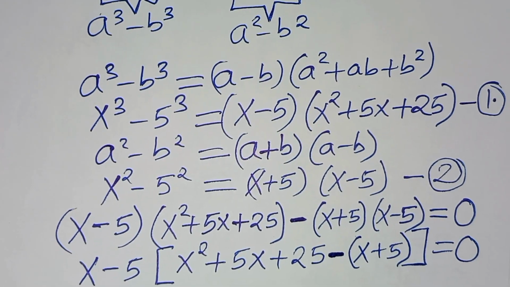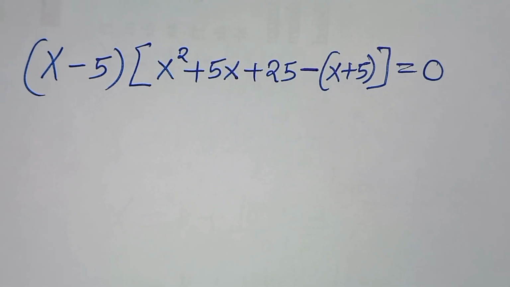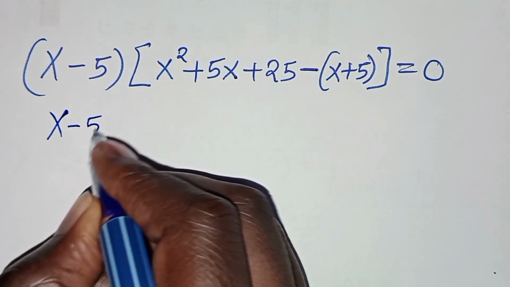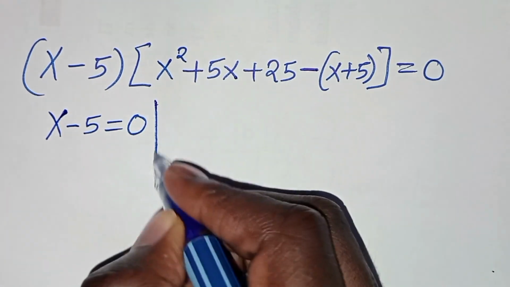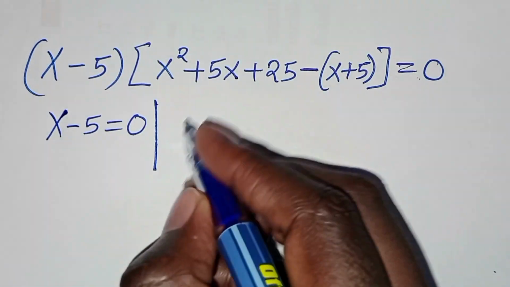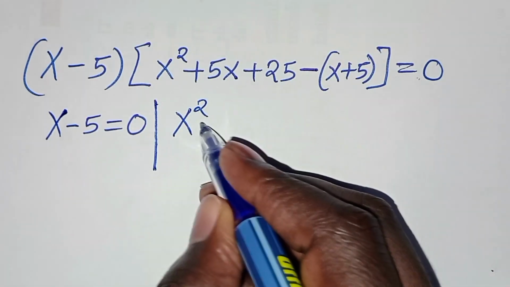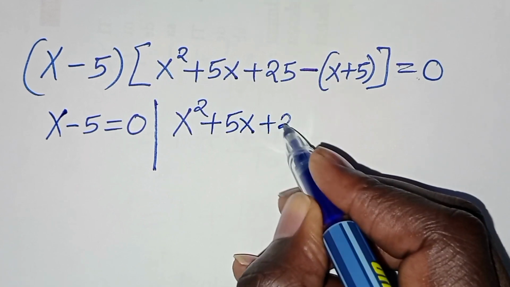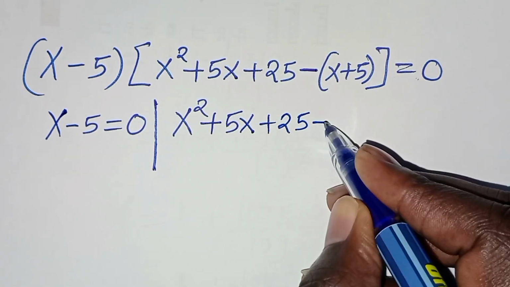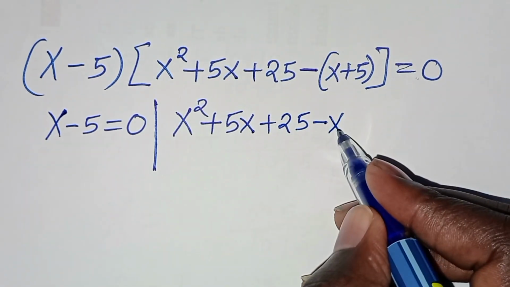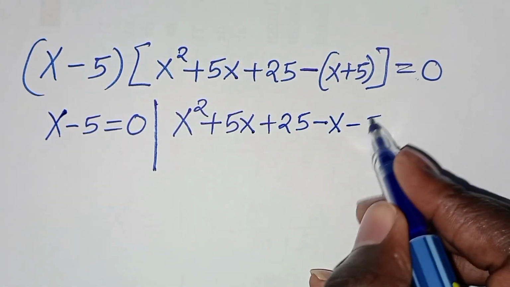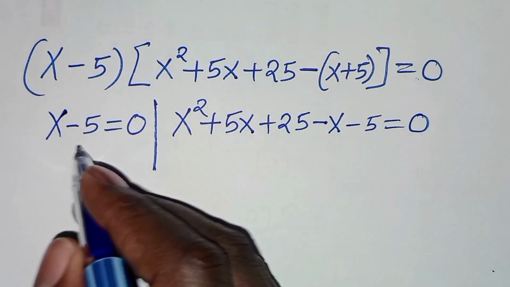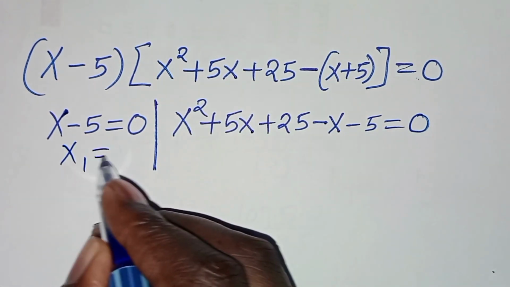Now let's proceed. Now here we have two parts here. The first part is x minus 5. This is equal to 0. And the second part here, we have x to power 2 plus 5x plus 25, subtract, now this is subtract x, subtract 5, this is equal to 0. Now here that implies that x1 here, this is equal to 5.